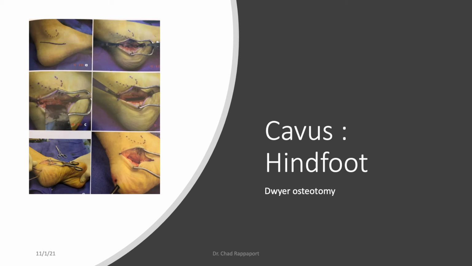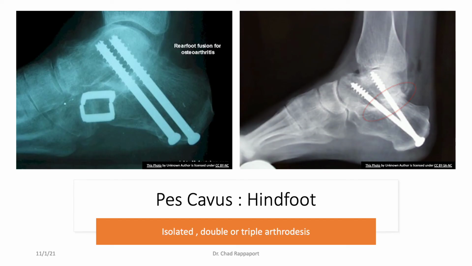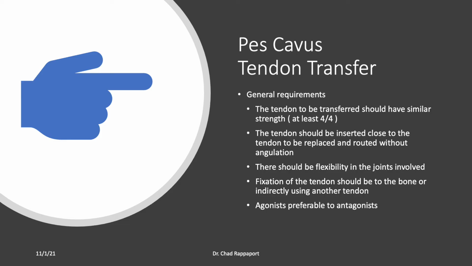These are some pictures illustrating the incisional approach and the orientation of the osteotomies for a Dwyer, out of Mark Myerson's second textbook. If the hindfoot deformity is rigid and/or arthritic, one may be best suited to perform an isolated subtalar joint arthrodesis or a double or triple arthrodesis.